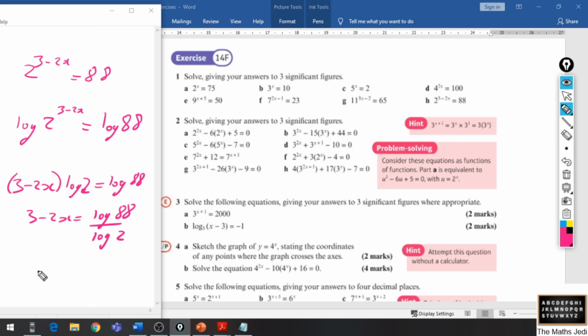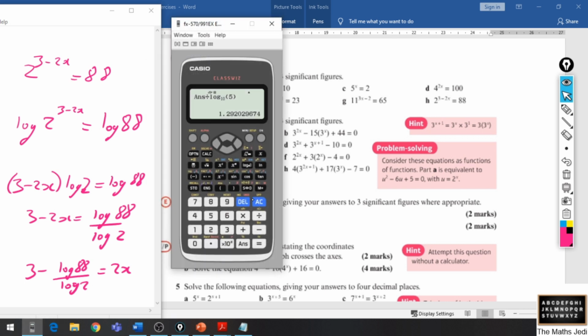So let's work out what these two things are. It's 2x, and then we're going to divide everything by 2 to give me the answer. So let's get my calculator up. Where is it? Down here. Okay, cool. So 3 minus, these calculators are really good because you can use all the buttons to help you with this. So again, we're doing log base 10 here.